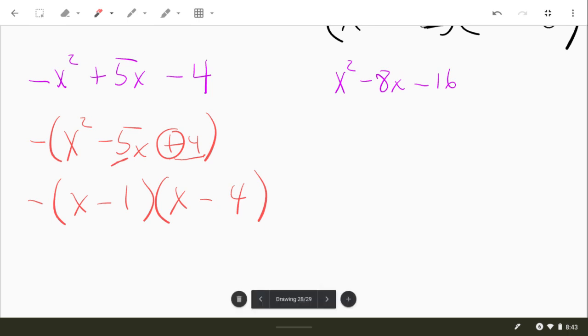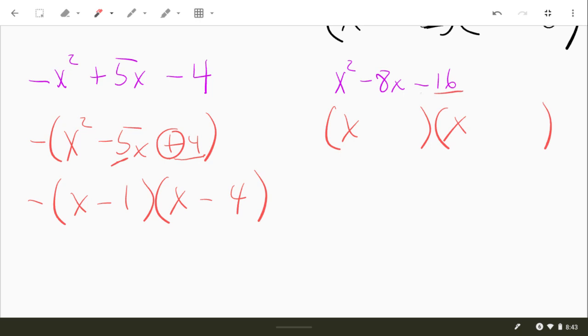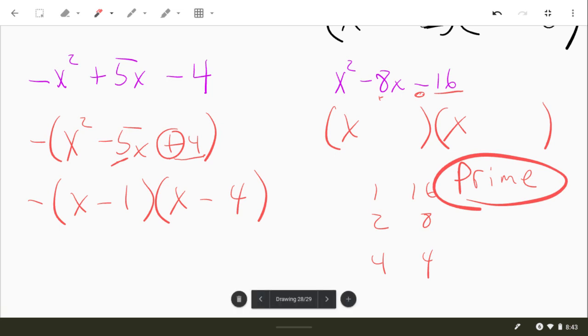All right, this one in purple here, this last one, x and x. Now, the way you would start this is you would say, what two numbers multiply to 16 and subtract to give you 8? Well, here's all the factors of 16. Now, none of these will subtract to give you 8. So because of that, we would say that this is not factorable. What you guys are going to write on Canvas, I think, is you're just going to type in the word prime. It's prime because it does not factor.